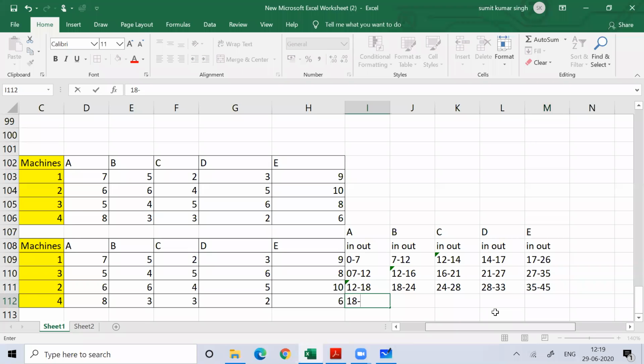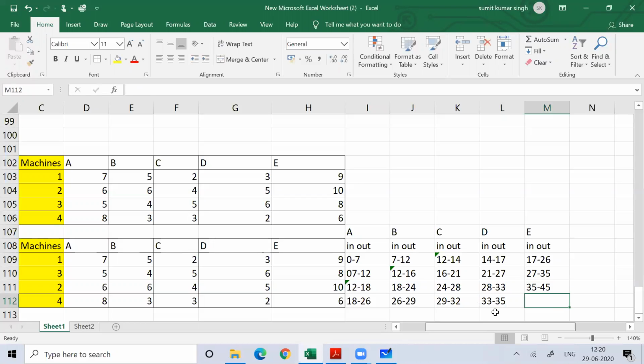This is 18, 26, 26, 29, 29, 32. 32 plus 35, 45 dash 51.